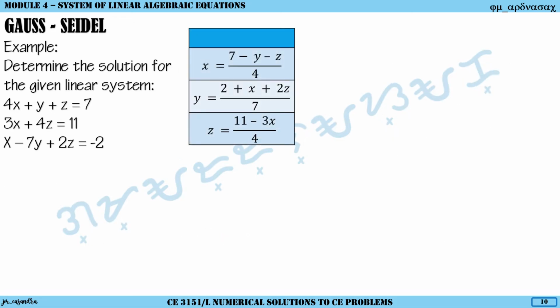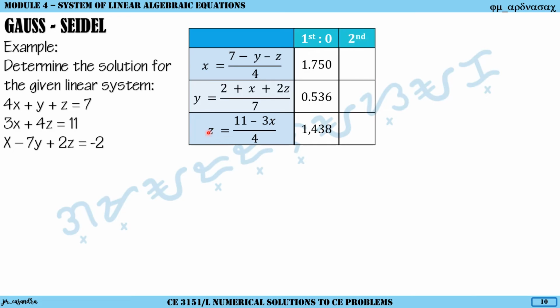So we have here, again, we could tabulate our answer. We have here our working equation for x, y, and z, your unknowns. So our first iteration, we were able to get 1.750 for x, 0.536 for y, 1.438 for z. So for our second iteration, we'll now be using the computed values of y and z here. So we'll have x is equal to 1.257.